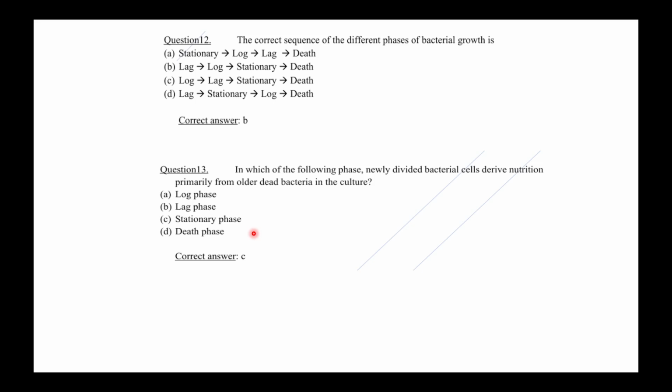There's another thing to consider in this question: when cells are dying, they can also give rise to certain proteins, and there can be an accumulation of proteins which can be detrimental for cell growth. But in a general sense, newly divided bacterial cells can derive nutrition from older dead bacteria. In which phase are we getting a lot of older dead bacteria? That is the stationary phase. So the correct answer is the stationary phase, or option C.